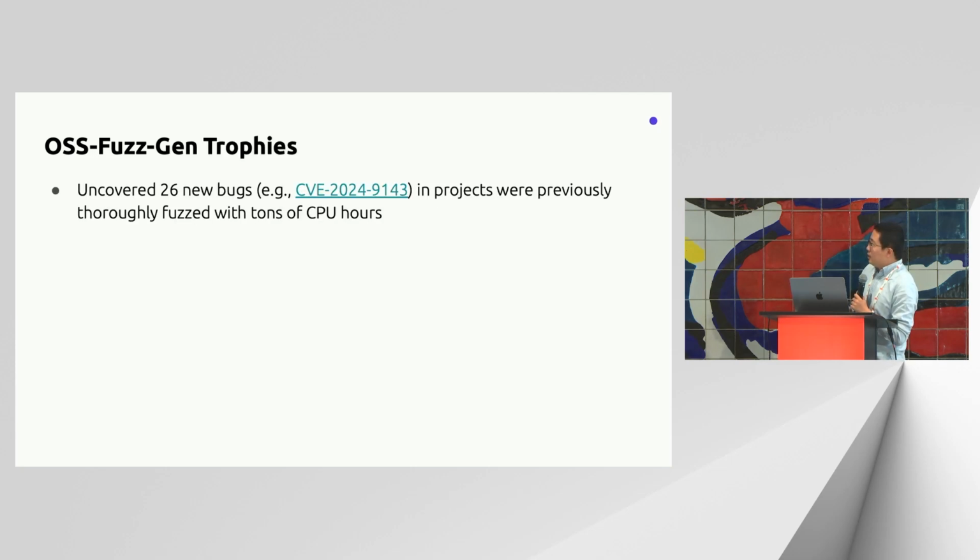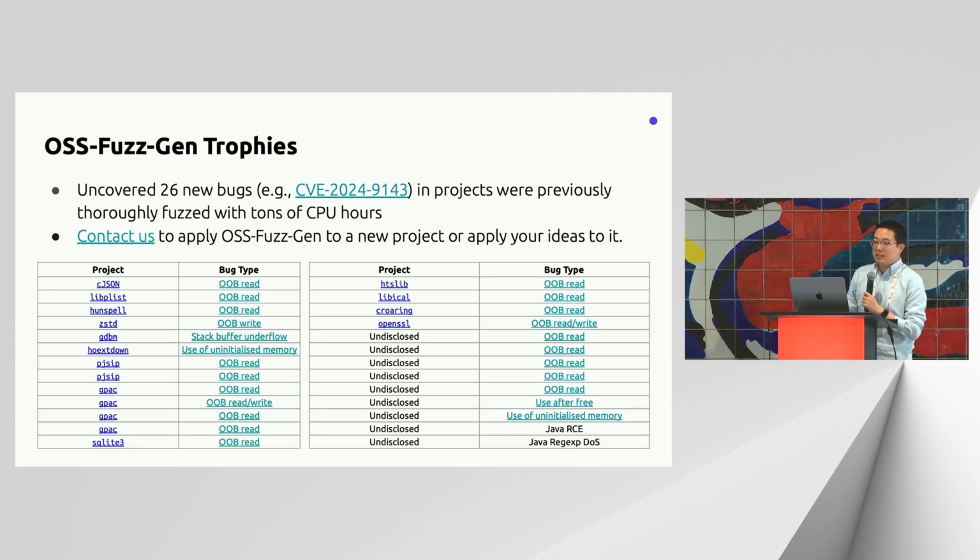So since it has been released last year to date, it has uncovered 26 new bugs in projects, including that CVE, and it has managed to increase code coverage in more projects. Next year, we'll officially roll out OSS-Fuzz-Gen in more projects in OSS-Fuzz. So if you are interested in seeing these features and experiencing them, please go and talk with us.